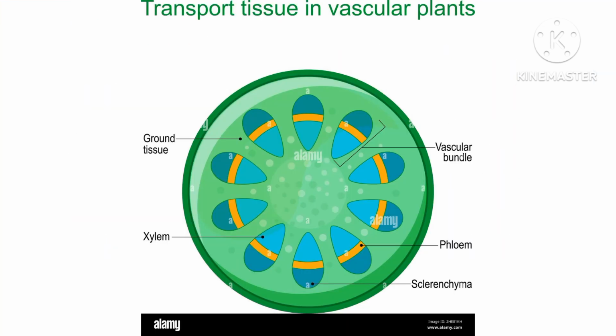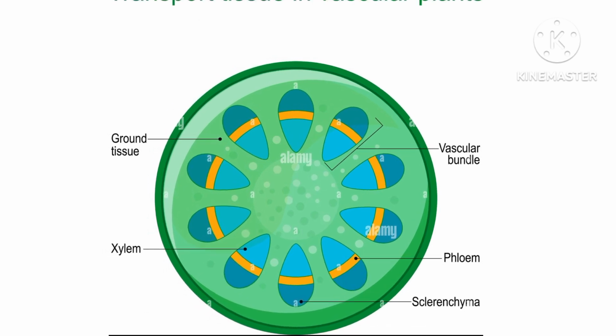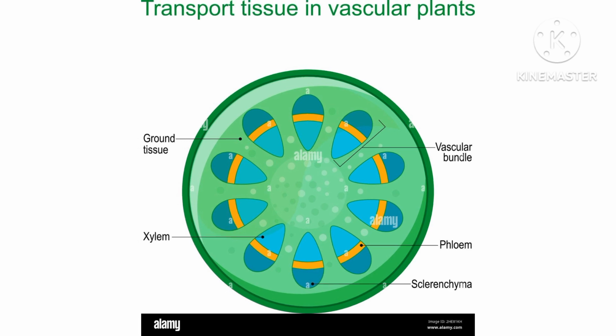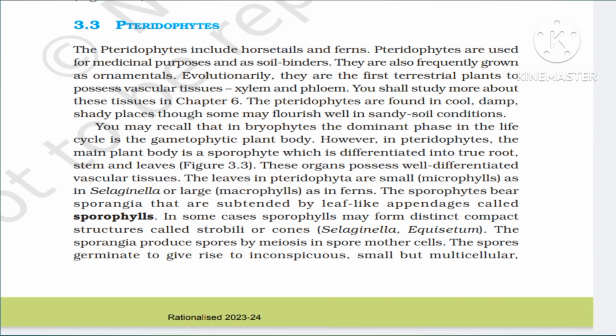Diagram of the vascular tissue, that is xylem and phloem. From the pteridophytes, production of vascular bundles takes place in the plant bodies. In some cases, sporophylls may form distinct and compact structures called strobili or cones, as in Selaginella and Equisetum. The sporangia produce spores by meiosis in spore mother cells.